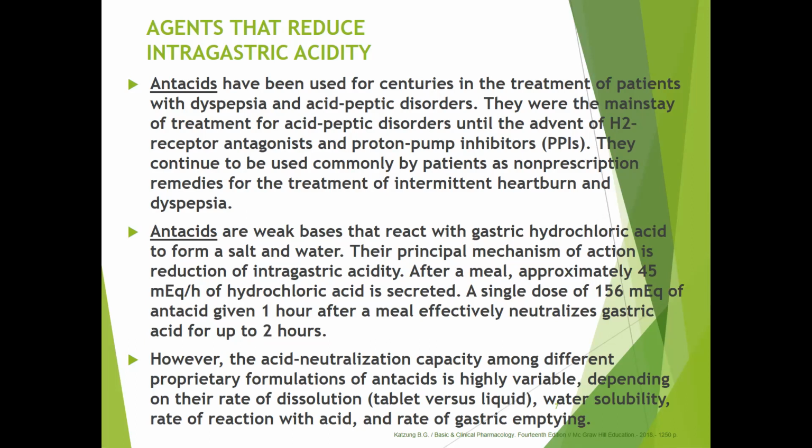After the meal, approximately 45 mEq per hour of hydrochloric acid is secreted. A single dose of 158 microequivalents of antacid given 1 hour after a meal effectively neutralized gastric acid for up to 2 hours. However, the acid neutralization capacity among different proprietary formulations of antacids is highly variable, depending on the rate of dissolution, tablet versus liquid, water solubility, rate of reaction with acid, and rate of gastric emptying.